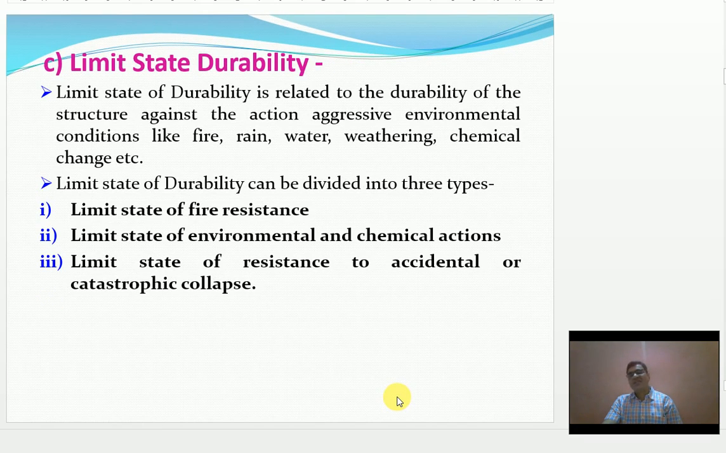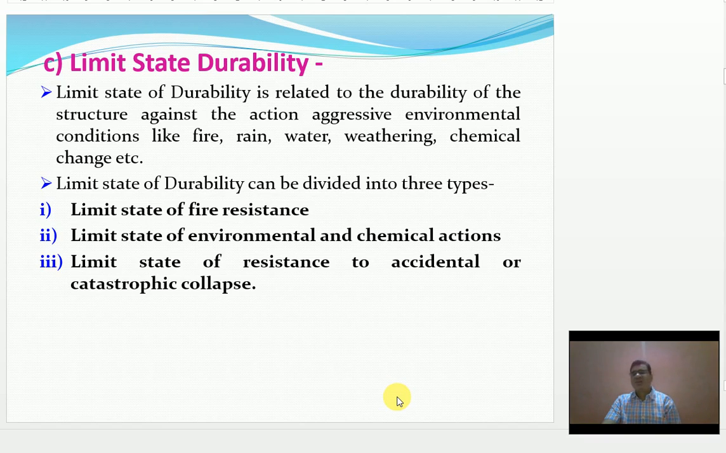Then the third limit state, that is the limit state of durability. Durability is related to the durability of the structure against the action of aggressive environmental conditions. Which are the aggressive environmental conditions? Like when the structure is subjected to fire, rain, percolation of water through the members, then the effect of weathering, like temperature change, some chemical change, or chemical attack. So the resistance of the material to these aggressive environmental conditions is called durability.